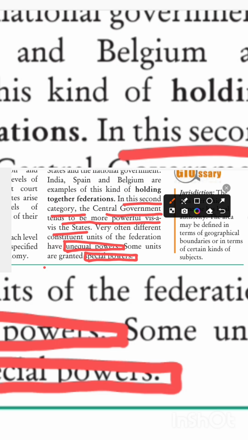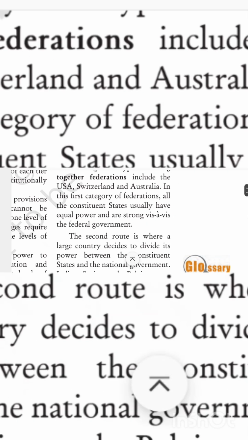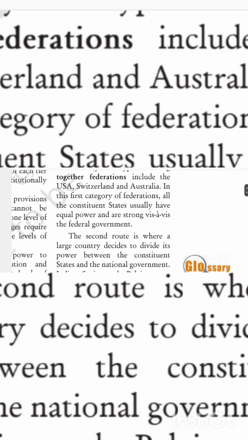Now let's sum up this paragraph. There are two types of federalism. One is coming together, another is holding together. In coming together, the federal units come together and form a bigger unit. So here the center and the state both have equal power. No one is subordinate to any government. Examples are USA, Australia and Switzerland.